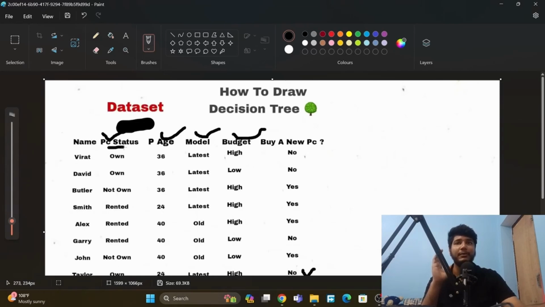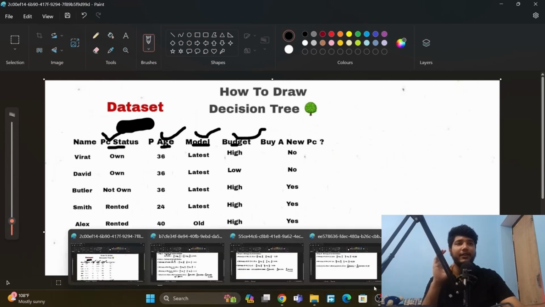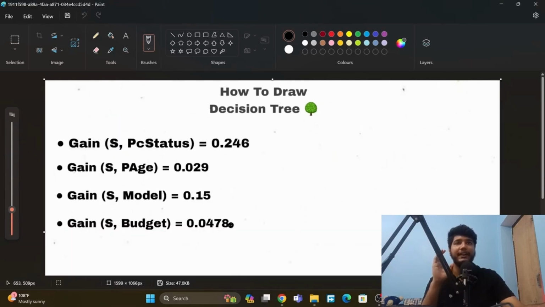This is all the attributes: PC status, percentage, model, budget. This is all the attributes, and this is the value inside that. So we are calculating which one will be the root node by getting the information gain which we have gotten here. This is the information gain which I have gotten. Whichever is highest will be the root node. So which is the highest here? The highest one is PC status, 0.246. So this will be our root node.